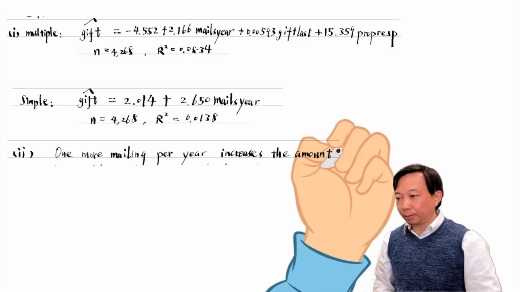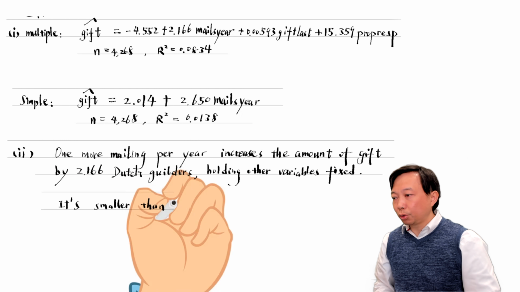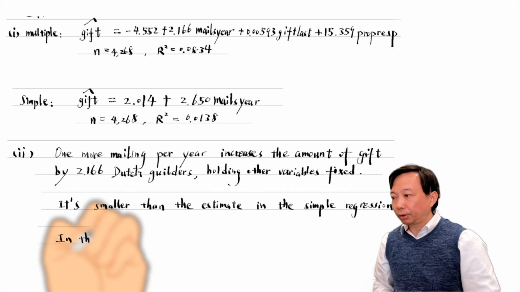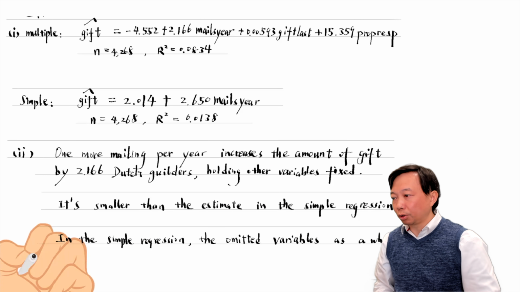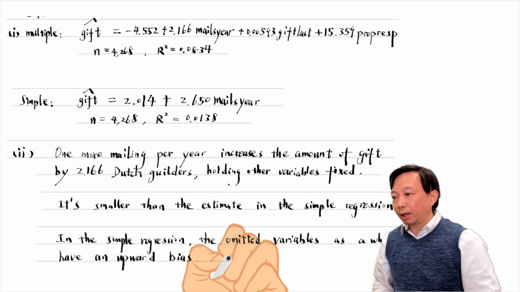One more mailing per year increases the amount of gift by 2.166 Dutch guilders on average, holding other variables fixed. It is smaller than the estimate in the simple regression, which is 2.65 Dutch guilders. In the simple regression, the omitted variables as a whole have an upward bias.